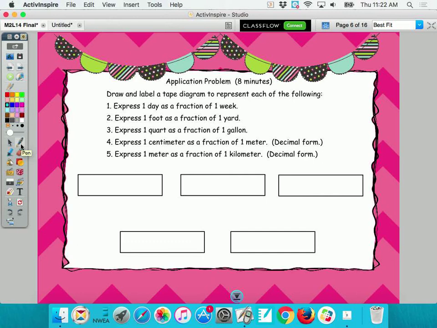Okay, so let's read number 1. Express one day as a fraction of the week. So what are my 2 measurement words? Day and week. Which one is a larger unit? Week. So that's going on top of the tape diagram. 1 week, and you can abbreviate. Okay, so now if I have 1 week, how many equal parts will I need for days? 7. So put 7 equal parts.